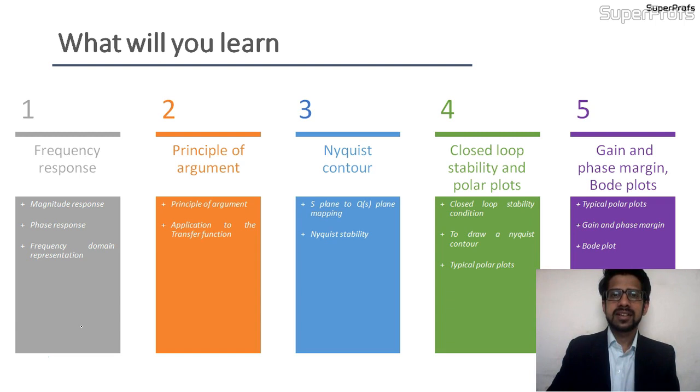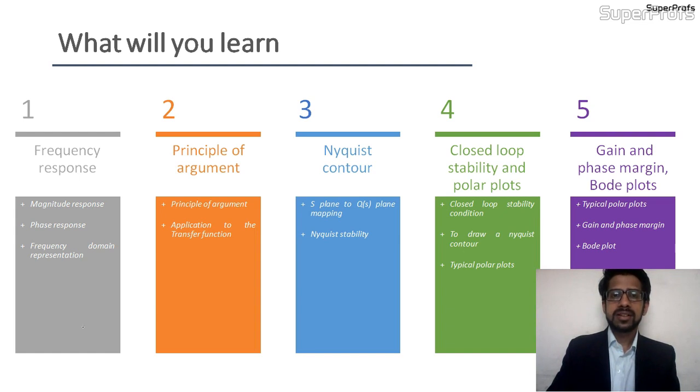We will start with the general representation of any transfer function in frequency domain. We will be looking at the magnitude response of a transfer function. We will also see how to represent a phase response. In the second topic, we will study what is the principle of argument, and we will go to the Nyquist contour. Now, topics number 2 and 3 are closely interlinked to study the Nyquist stability criteria.